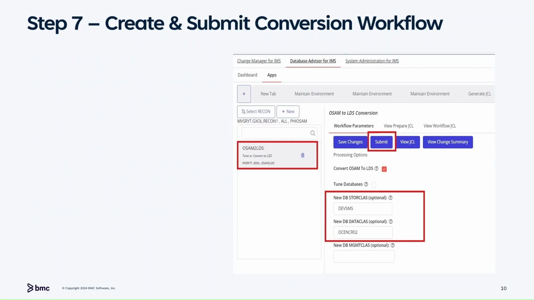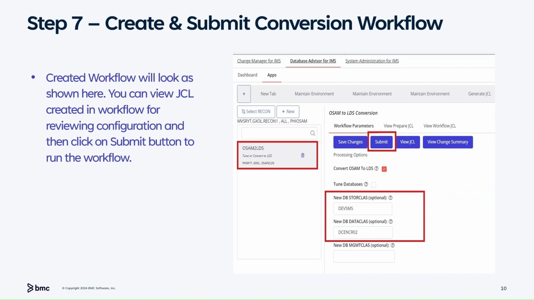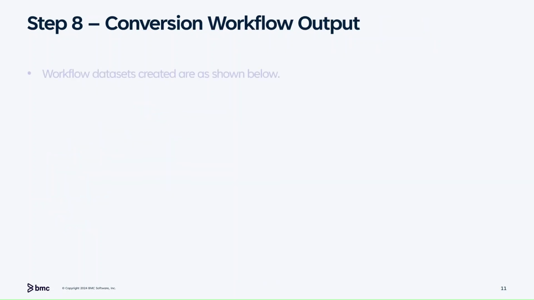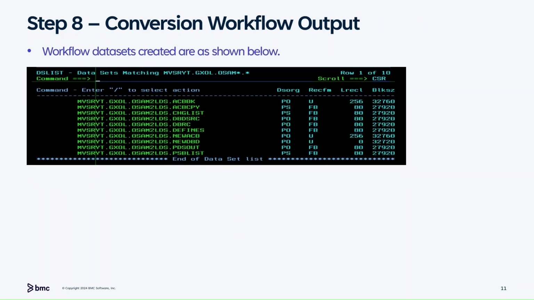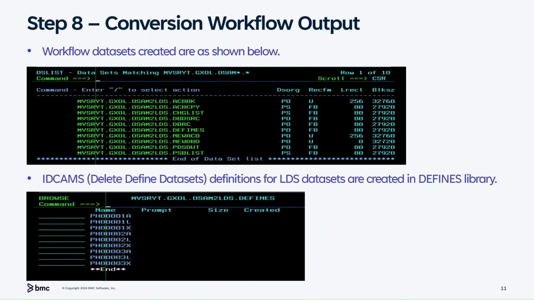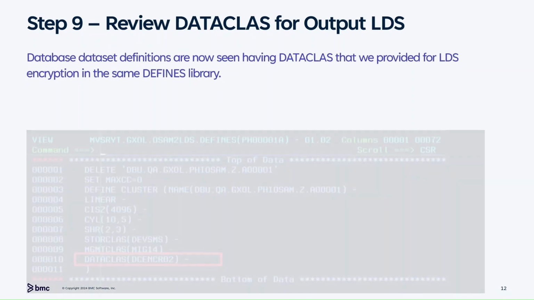The created workflow will look as shown here. You can view the JCL created in the workflow for reviewing configuration and then click on the Submit button to run the workflow. JCL will be submitted as per your configuration in Database Advisor. Workflow datasets created are as shown below. IDCAMS definitions for LDS datasets are created in the Defines library. Database dataset definitions are now seen having the data class that we provided for LDS encryption in the same Defines library.